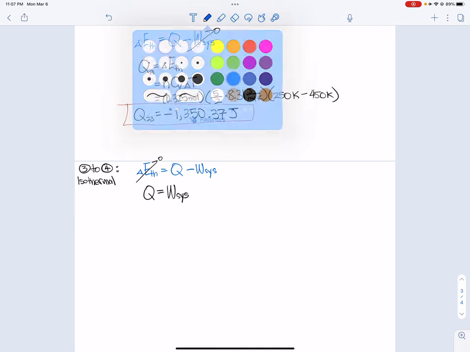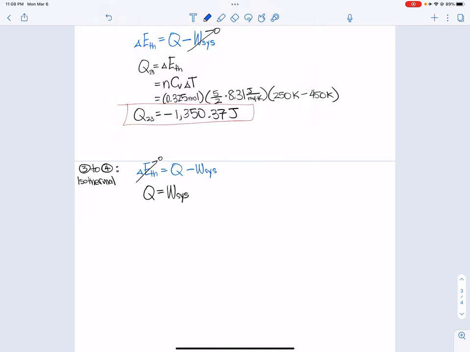Now, let's recall for isothermal processes, work done by the system is equal to N times R times T times the natural log of V2 over V1, right? By the way, V2 over V1, that just means final volume over initial volume for the state. So in our case, that will be V4 over V3, since we're going from state 3 to state 4, okay?